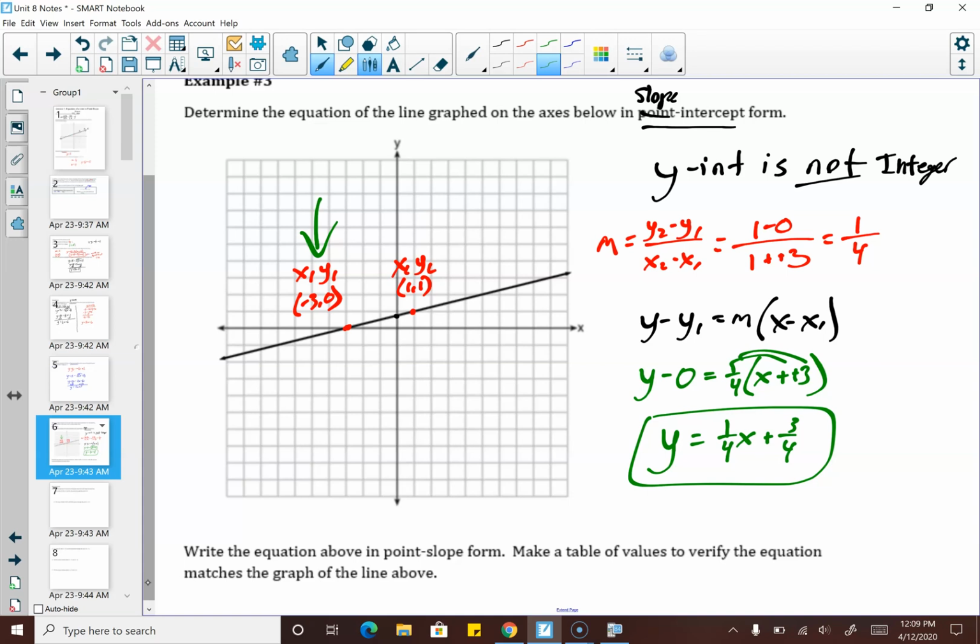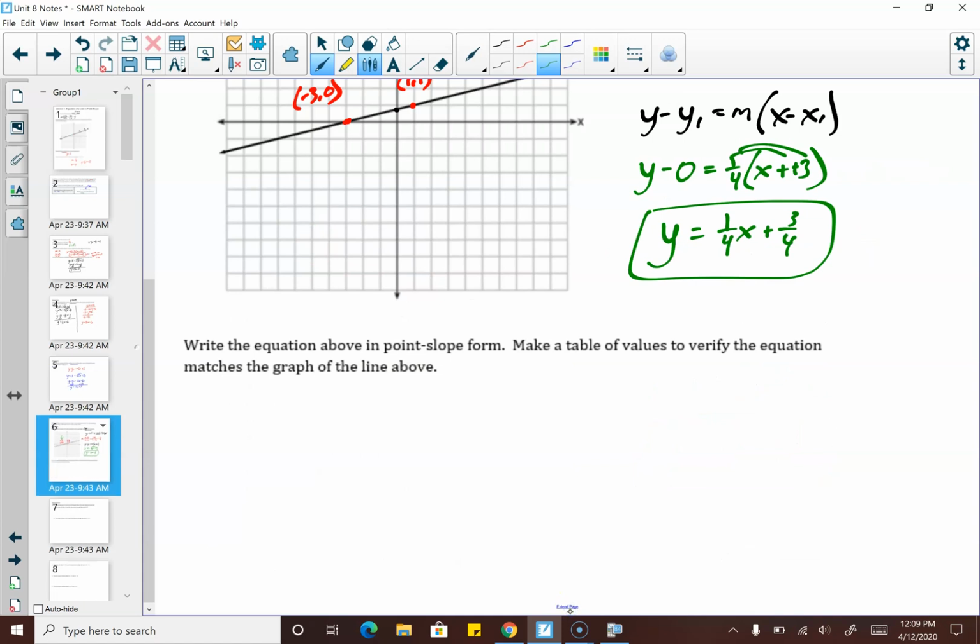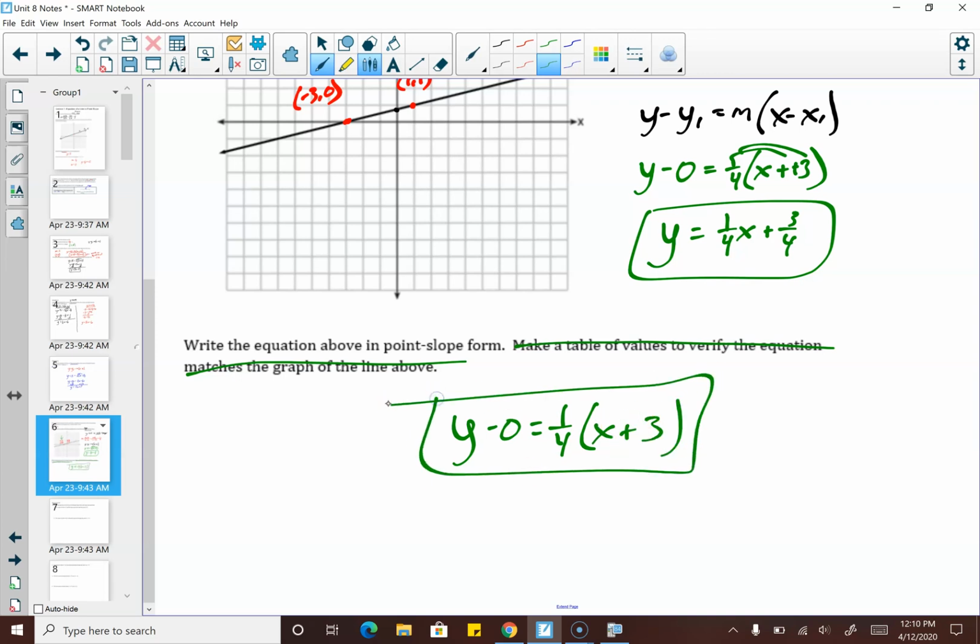Write the equation above in point slope form. We're not going to make the table, but we already did that. That's actually how we started. So I'm just going to recopy it of 1/4 x plus 3. Okay, so we did our point slope form to start actually, instead of using the reverse way to solve for our y-intercept. So therefore we kind of accomplished this piece already.